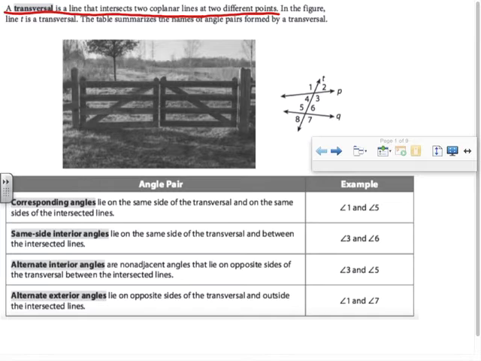Alternate interior angles are on opposite sides of the transversal, and the text says that they are non-adjacent angles, which means you're not going to be talking about angles 3 and 4. Angles 3 and 4, remember from the last video, they are a linear pair. Okay, so angles 3 and 5 are alternate interior angles. And then angles 1 and 7, alternate exterior angles, they are on opposite sides of the transversal, outside of the two intersected lines.